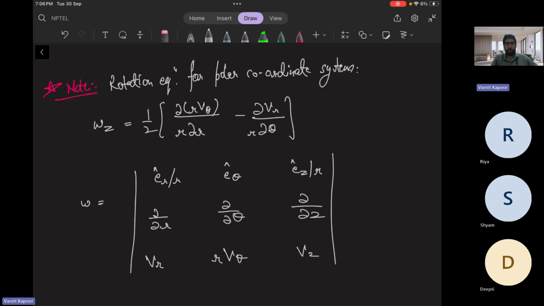So again, we come back to the vortex motion. So I'll just take a short break for a minute or two. Let's then start the vortex motion.